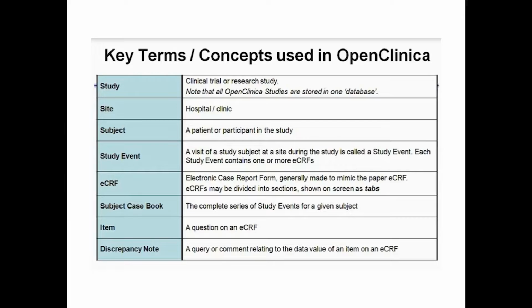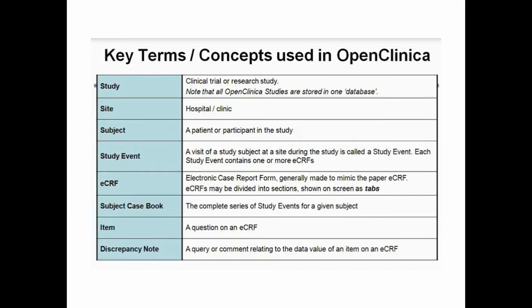There are certain key terms in OpenClinica that we should understand. The first one is study. This is a clinical trial or research study. Then there's the site, which is the hospital or clinic. The subject is a patient or participant in the research study. The study event is equivalent to a clinical trial visit, and it's made up of one or more ECRFs.